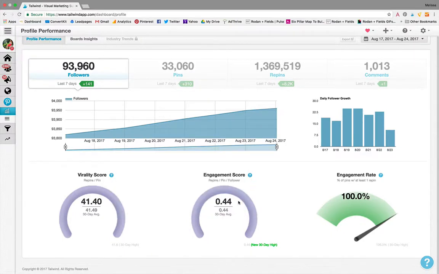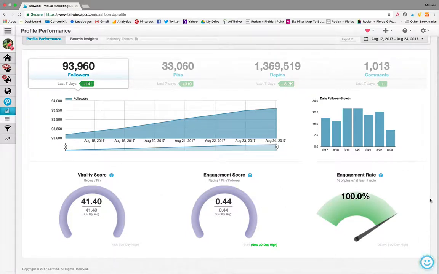And then if I go over here to my engagement score, it shows me repins per pin per follower. So the virality is just repins per pin. Let's say I have a pin or a board, and my average is 200 repins per pin. Well, if that board has 100,000 followers, that's still a great number of repins, but it's not getting a ton of my followers to repin it. If that board has 500 followers and 200 of them are repinning everything that goes on there, that's going to be a much higher engagement score. So those are just two things to keep an eye on.